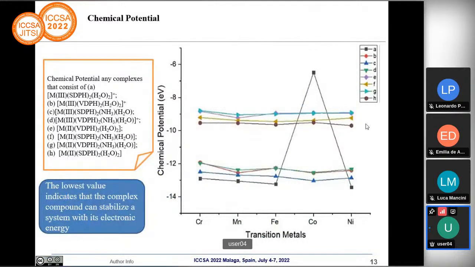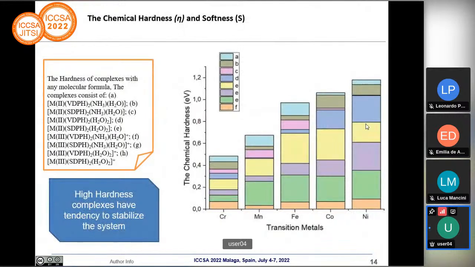The first is the chemical potential. The lowest value of the chemical potential means the complex is more stable. The lowest value of the chemical potential is for the molecular formula M3 SDPH2 SDPH2 O plus 1. So this is the molecular formula.